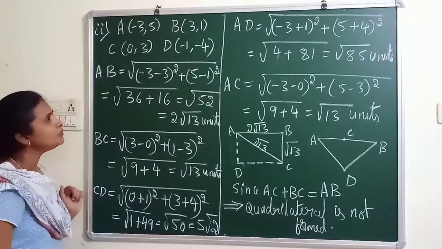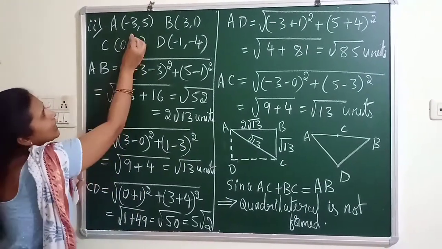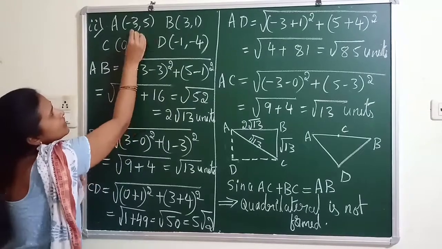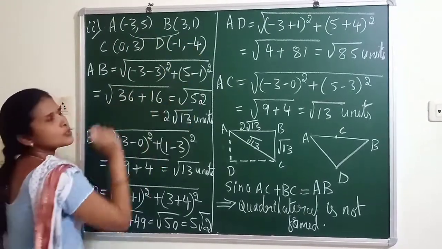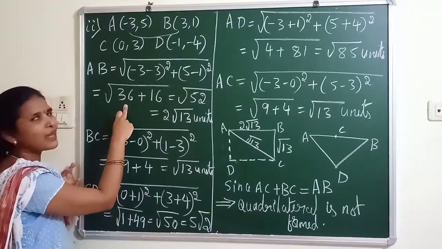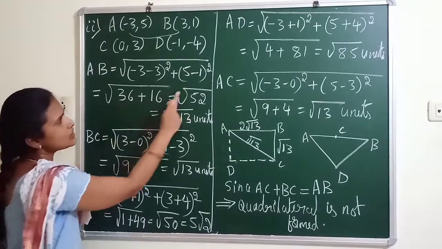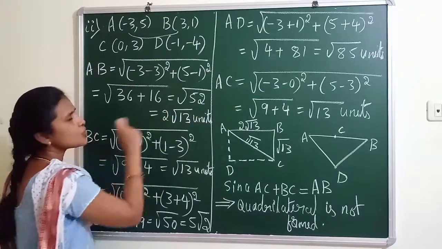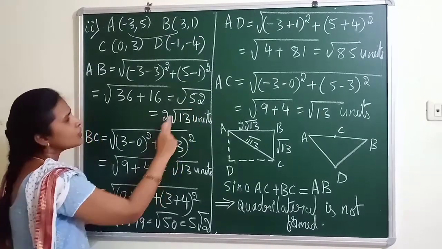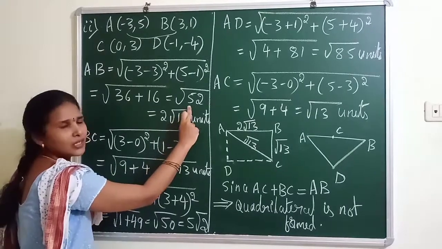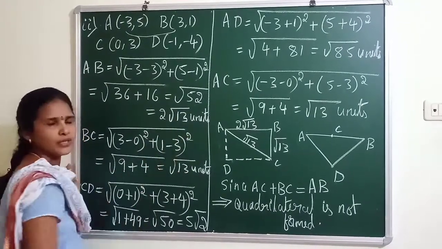So here we find what AB is. The length of AB is root of minus 3 whole square plus 5 minus 1 whole square. So minus 3 minus 3 is minus 6. Minus 6 square is 36. 5 minus 1 is 4. 4 square is 16. So add it, you will get root 52. This can be written as 4 into 13. So you will get 2 root 13 units.